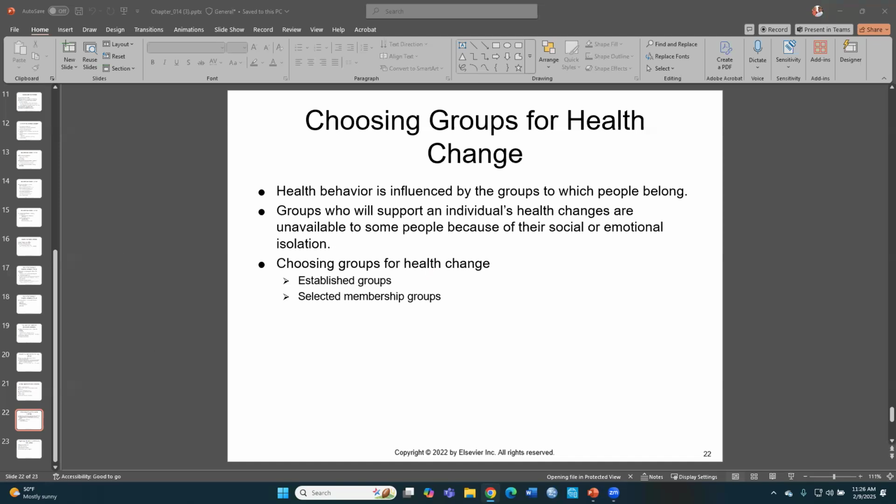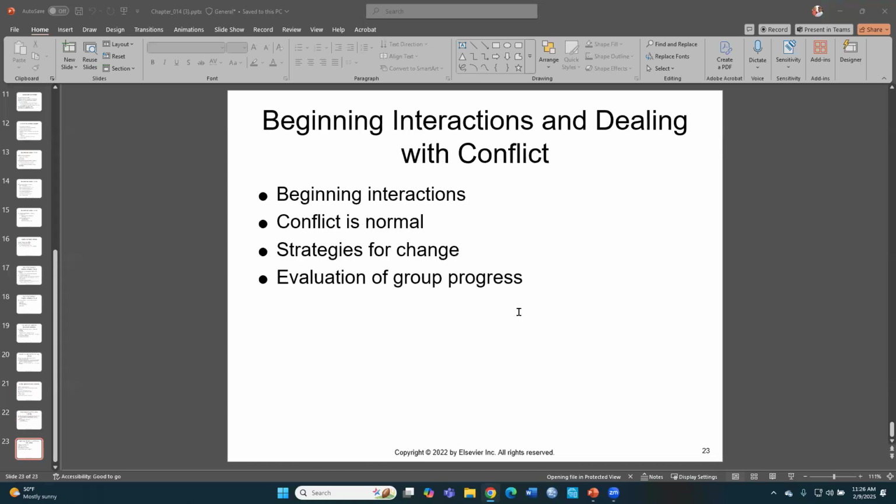And there are established groups, like I said, depending on what you need a group for, within the community. There are groups that are available. Some of them may be larger than others. But helping them find those resources within the community is something that we would do as a public health nurse.